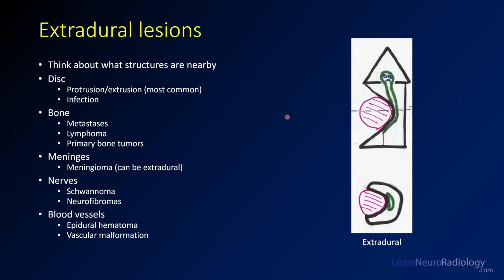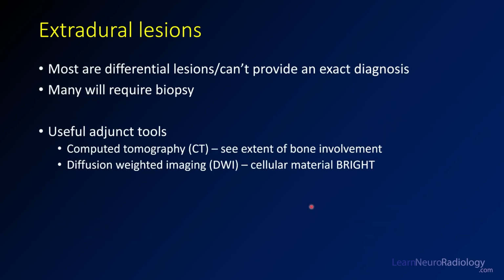Now here on the right, you see our diagram from the beginning of this lecture. When you're thinking about extradural lesions, think about things that are outside the dura, can cause mass effect on the dura, deflecting it to one side, potentially having mass effect on the spinal cord as well. When you look at that on an axial image, this is what it may look like. You may see this dark line of the dura. You may see the spinal cord deflected to one side. These are the classic findings of extradural lesions.